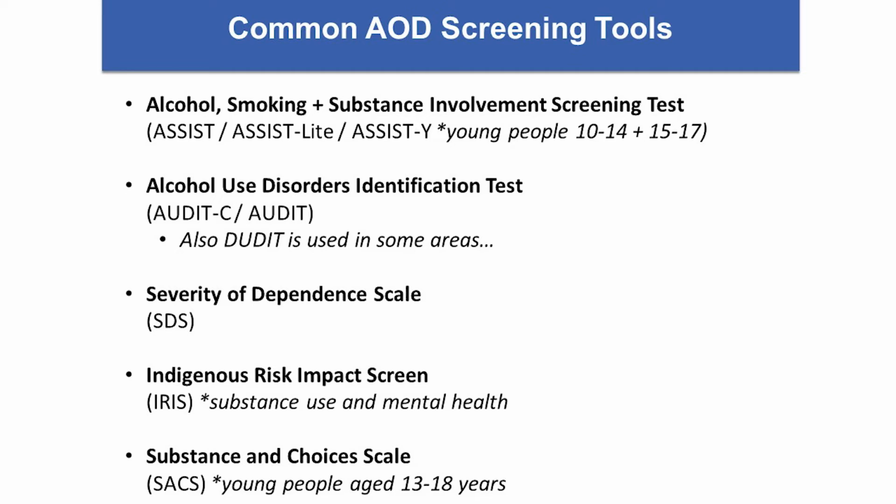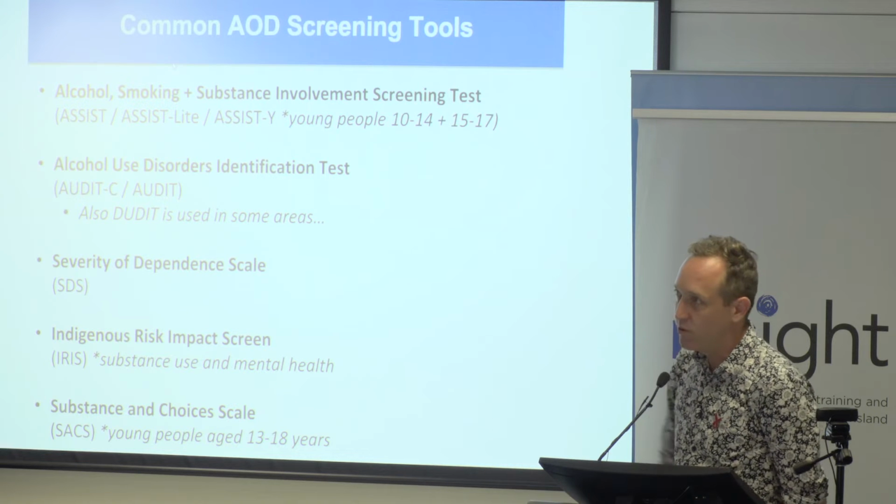There's a whole bunch of common AOD screening tools that are used more heavily within the alcohol and drug world. The ASSIST is developed by the World Health Organization, and there's a couple of others, ASSIST-Lite and ASSIST-Y. That's probably the most well-known and universal one. We're all very familiar with AUDIT, the Alcohol Use Disorders Identification Test. There's an AUDIT-3, which is a 3-question tool, which you might do, and then if it scores highly, you might then do a full AUDIT.